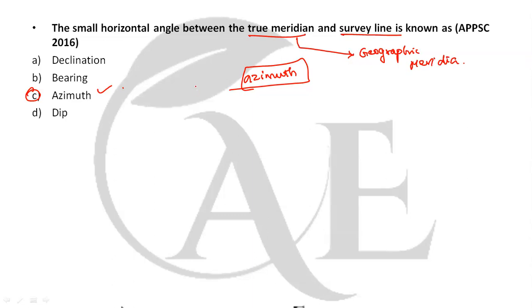So the line or the plane passes through either the geographic north pole or the south pole on the surface of the earth. It is known as the true meridian. There is a small angle between the true meridian and this survey line. This angle is known as the azimuth. So option C is the correct answer.